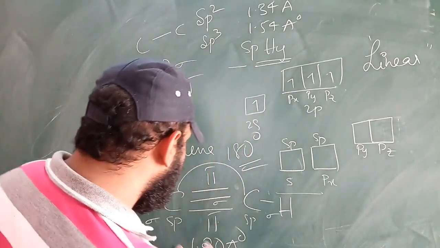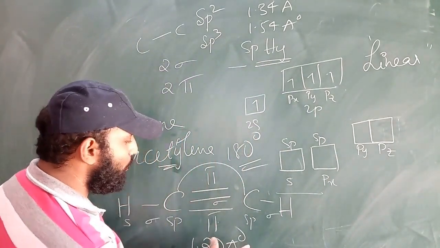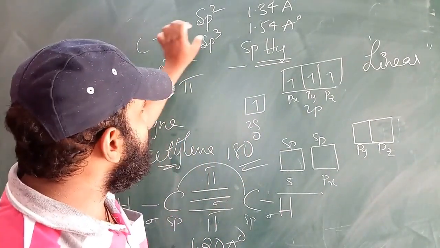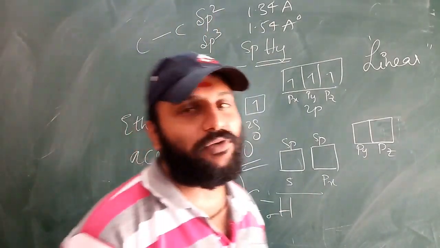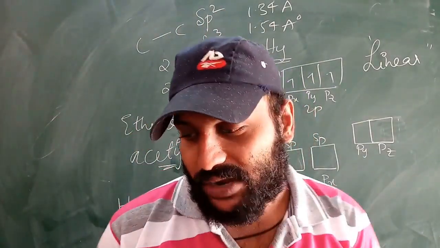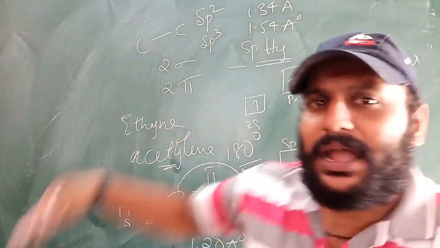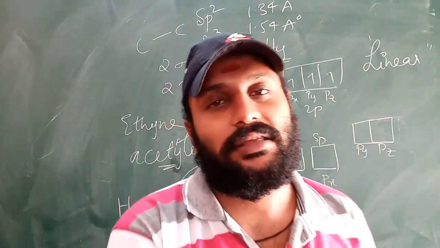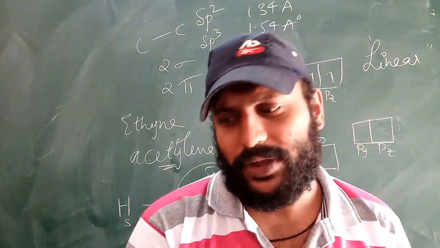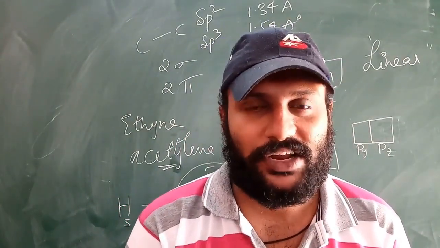So the bond length for sp hybridization orbitals is what? 1.20. For sp2 it is 1.34. For sp3 it is 1.54. With this I have completed the hybridization concept. Again we will see the same hybridization concept when we discuss the chemical bonding chapter. I hope everyone understood this concept about hybridization very clearly.